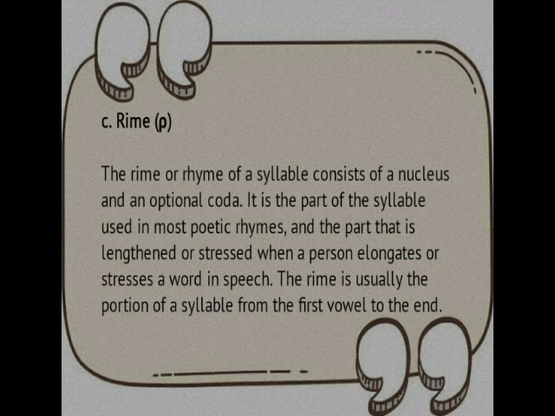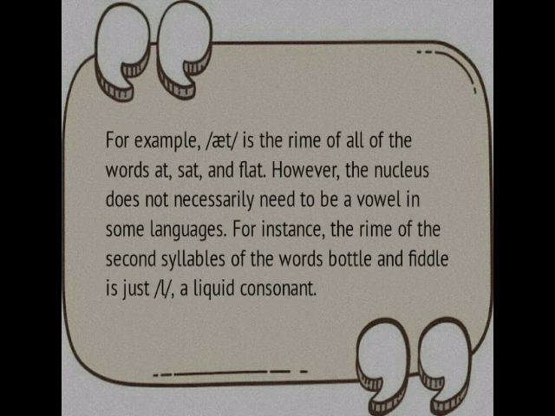The rhyme is usually the portion of a syllable from the first vowel to the end. For example, at is the rhyme of all of the words at, set, and flat. However, the nucleus does not necessarily need to be a vowel in some languages. For instance, the rhyme of the second syllables of the words pearl and fiddle is just a liquid consonant.